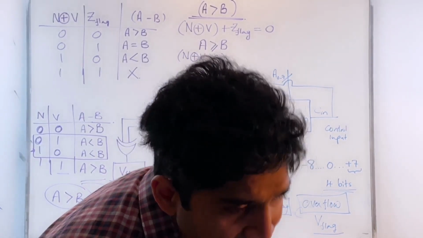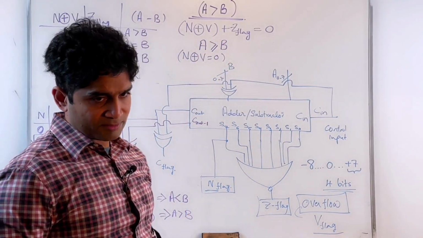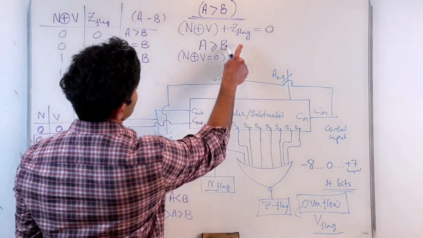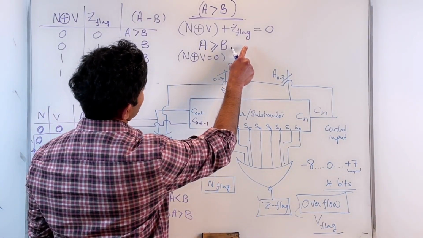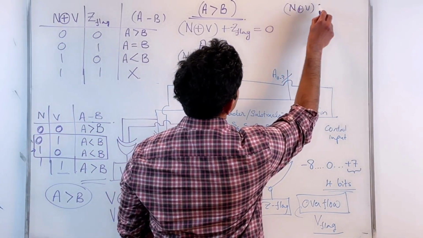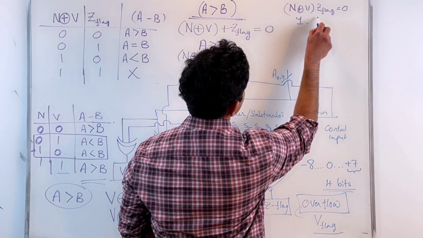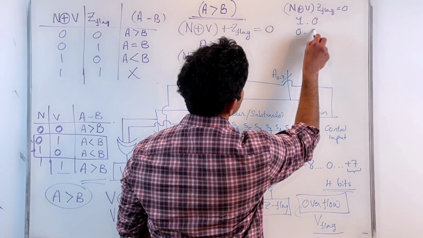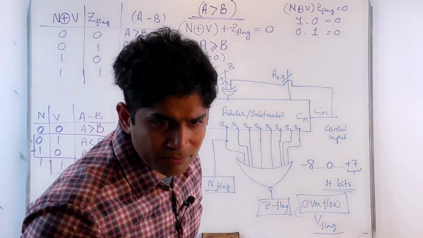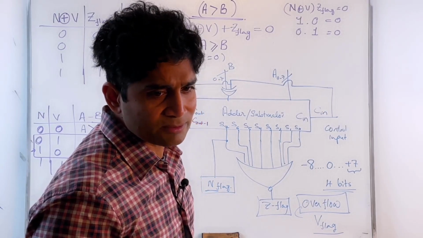Wouldn't it be and Z flag? Oh, here and Z flag? I would say it's an or Z flag, if both have to be 0. Because if it's N exclusive OR V and Z flag, this is also 0 when N exclusive OR V is 1 and Z flag is 0, or if this is 0 and this is 1. Right? Does that make sense?